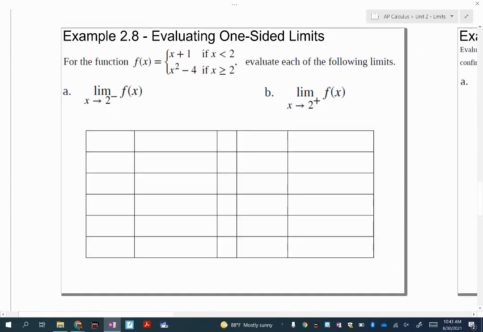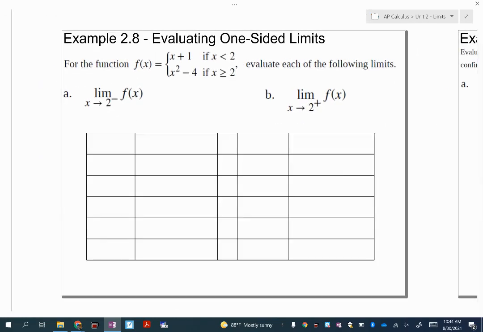Okay, let's move into one-sided limits. This is actually a piecewise function, which we talked about in our review. We're going to move from the left side of 2, so 2.1, 2.01. Keep adding those zeros in there. And that was going to be x plus 1.